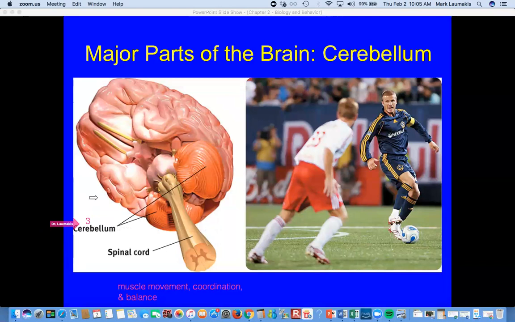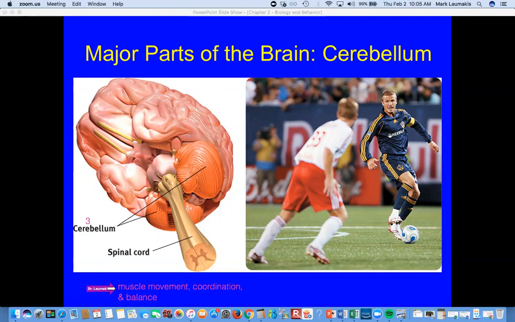So what do they make you do if you are stopped at a field sobriety checkpoint? They make you do things that are about muscle movement, coordination, and balance. So the logic here is this. If you've been drinking, it's going to negatively affect your cerebellum. The cerebellum is in charge of muscle movement, coordination, and balance.